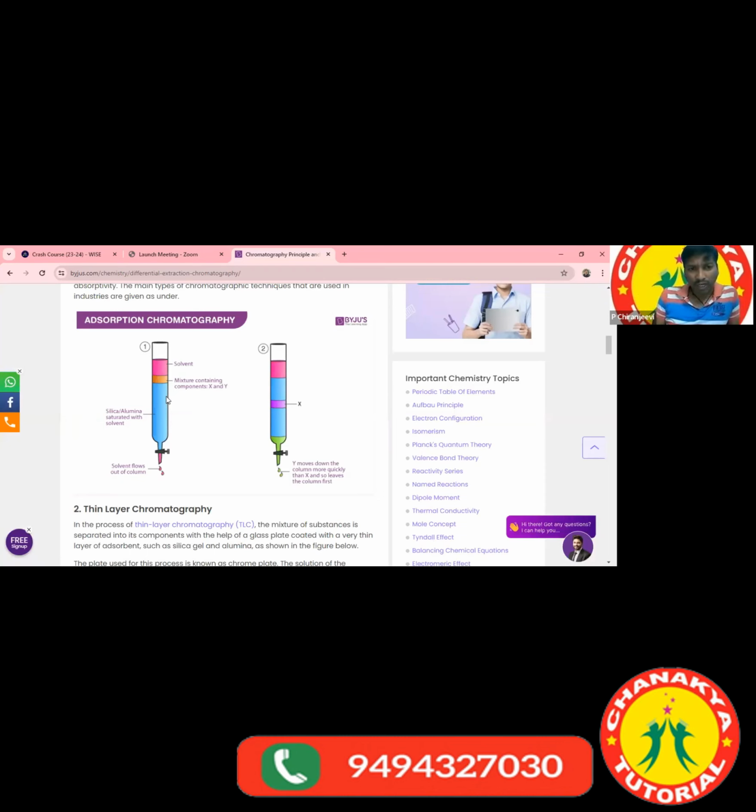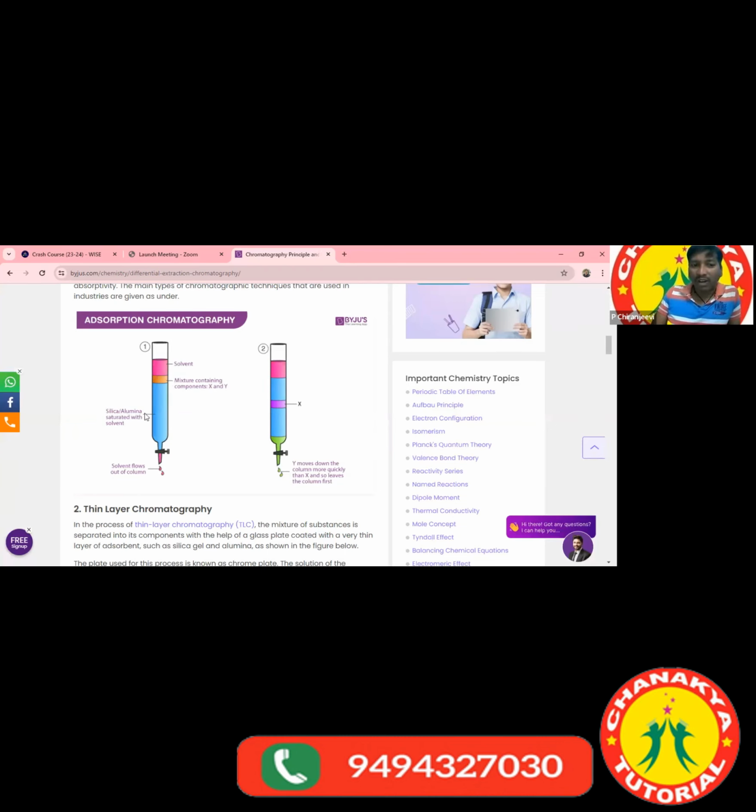Okay, now first one, so check it out. In this one, the longest glass tube is called a column. So this we can call column chromatography. In this glass tube, first we are going to fill silica gel or alumina, as they act as good absorbents.